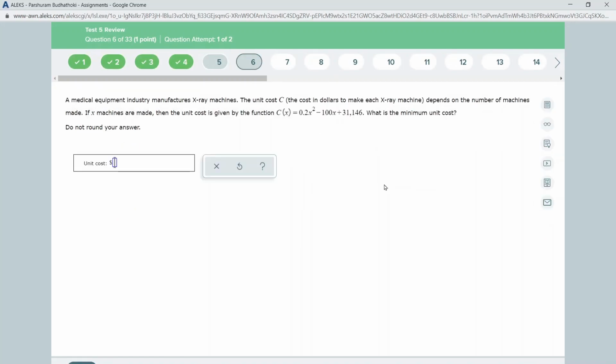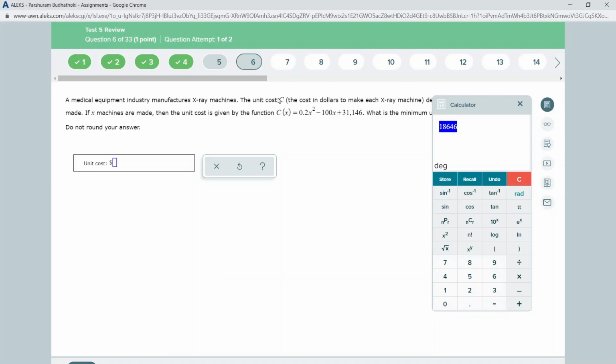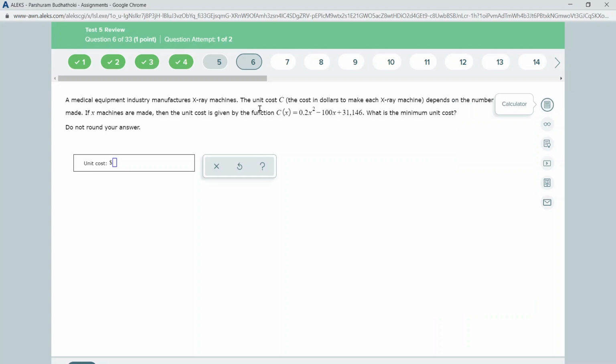Let's go to problem 6. As you can see, this is a word problem. Whenever we do this kind of word problem, we have to make sure that we read it until we understand the problem. A medical equipment industry manufactures X-ray machines. So they make the X-ray machine.